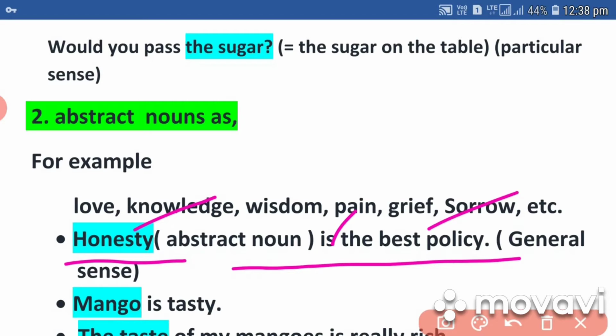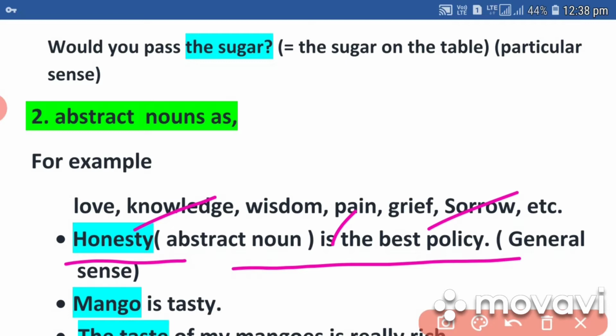Especially understand this if you want to find out the difference between general sense and particular sense. In general sense, first of all, the sentence will be short and very simple, and usually has subject, verb, and object. It makes a sentence, but it doesn't give any complete information. Okay, honesty is the best policy, but we don't know whose honesty it is. That's why I told you.